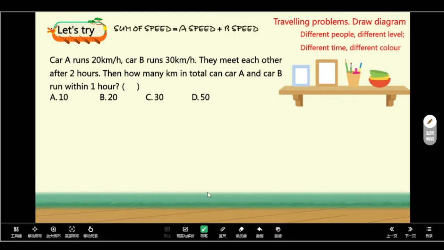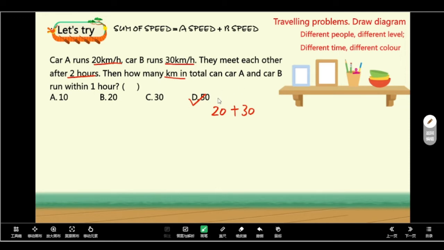In this question, car A runs 20 km per hour, car B runs 30 km per hour, and they meet each other after 2 hours. Then how many km in total can car A and car B run within 1 hour? Is this a very simple question? Who can tell me the answer? Which one do you choose? Yes, you will choose D. How can you calculate it? You use 20 km per hour plus 30 km per hour to get the answer 50.